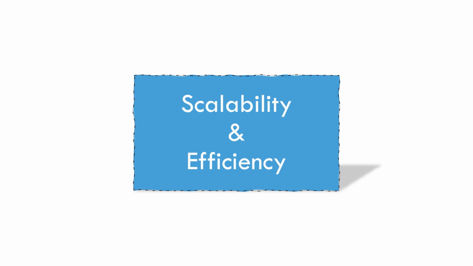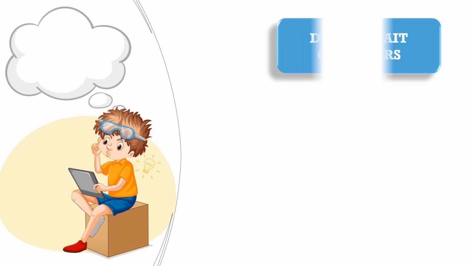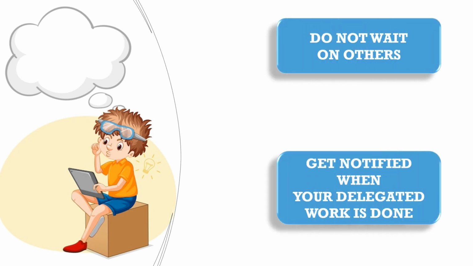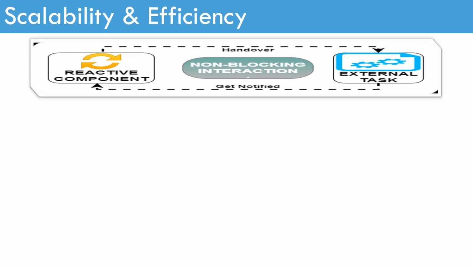No doubt this is the most important feature that makes it an integral part of our complex modern applications dealing with high volumes of data on a real-time basis. A quick question. As an individual, how can you work in the most efficient way? The simple answer is when you can focus on your work without having to wait on others, and secondly, if you delegate something, you should not follow up but rather get notified when it's done. In technical terms, we call it non-blocking mode of interaction. And this forms the basis of high scalability and optimal efficiency in reactive systems.